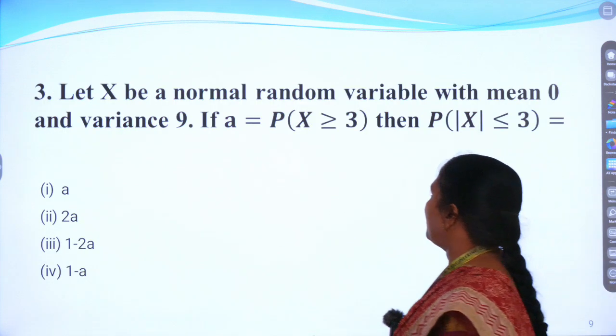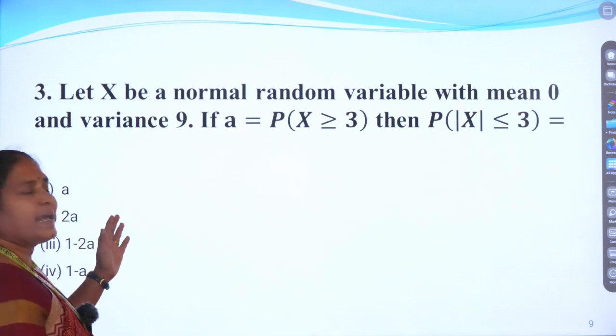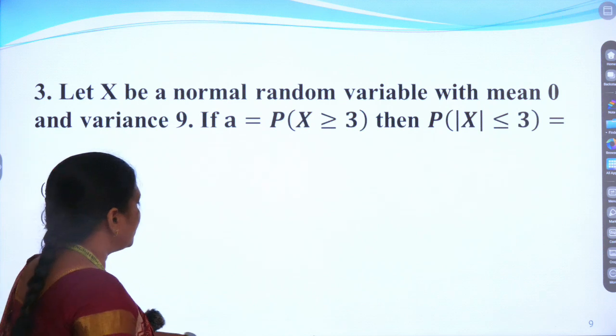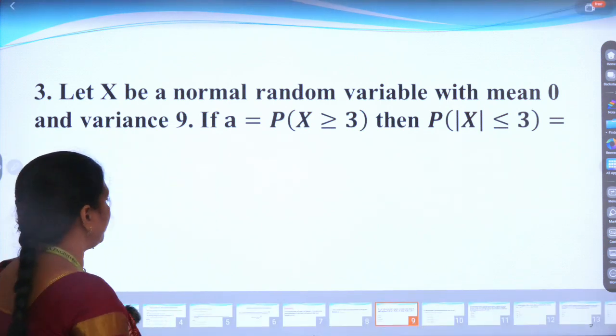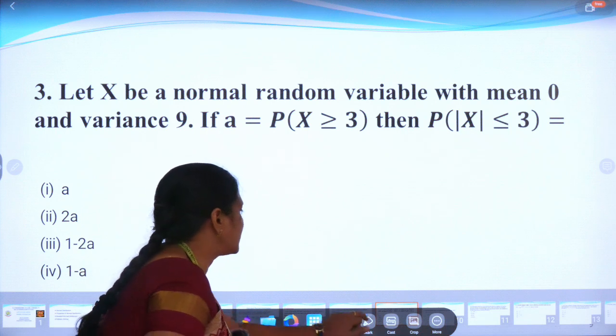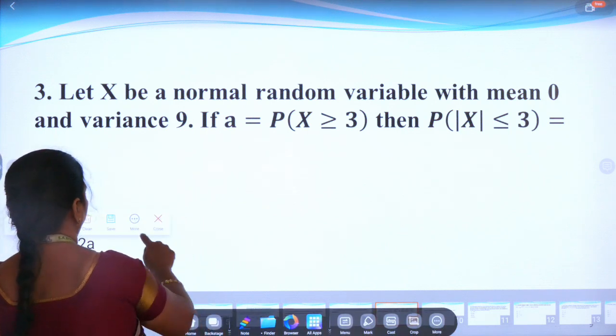So next, a problem they asked in the GATE exam. What is given is, let X be a normal random variable. In this, the mean is given as mu, the mean is given as 0. We can take it as mu.